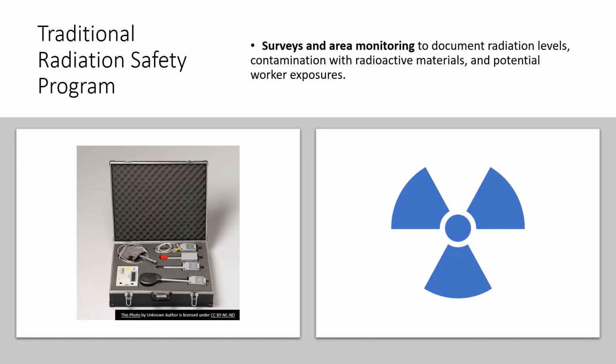Traditional radiation safety programs include surveys and area monitoring to document radiation levels, and this includes the tools required and the monitoring program software. We are looking for contamination with radioactive materials and potential exposure to workers from ionizing radiation procedures.